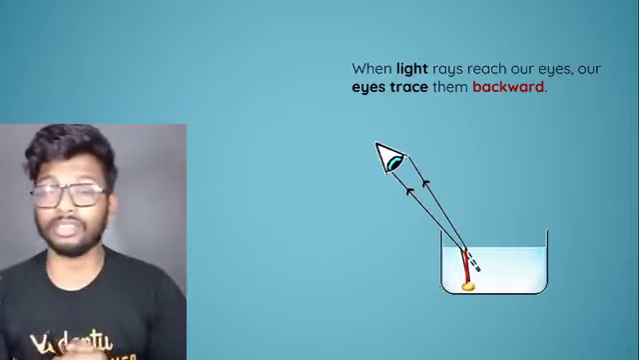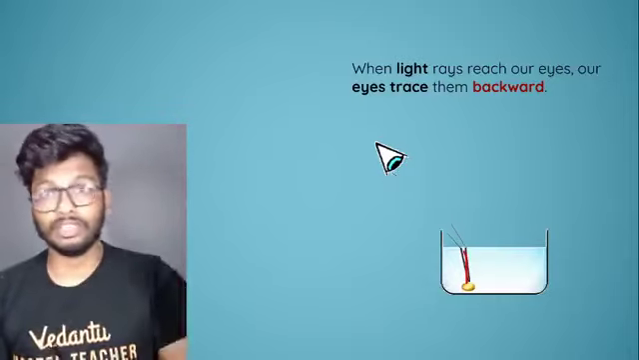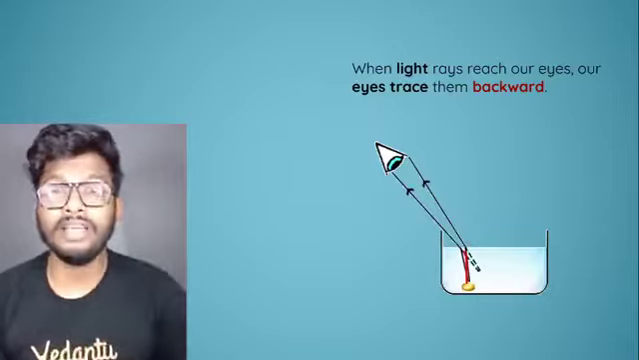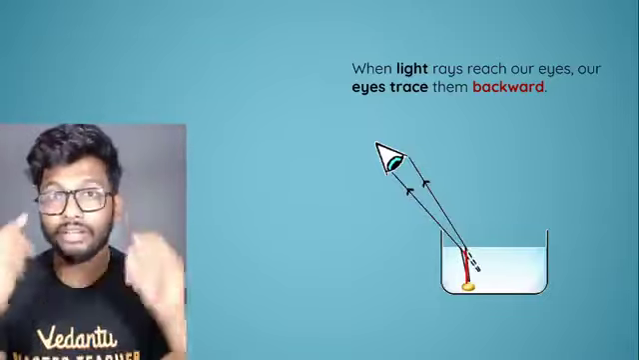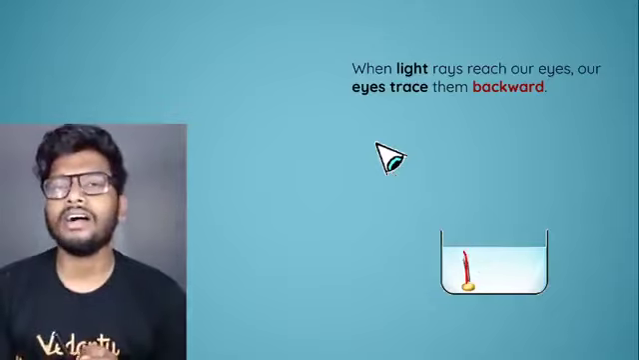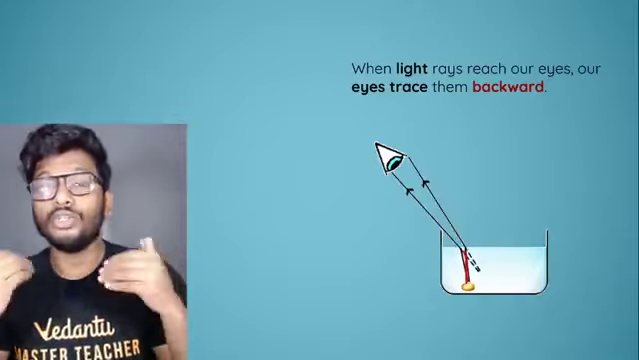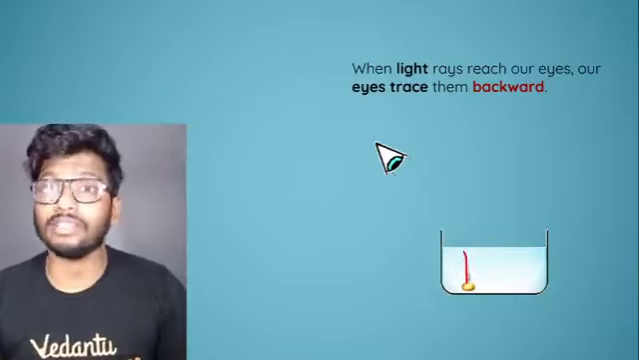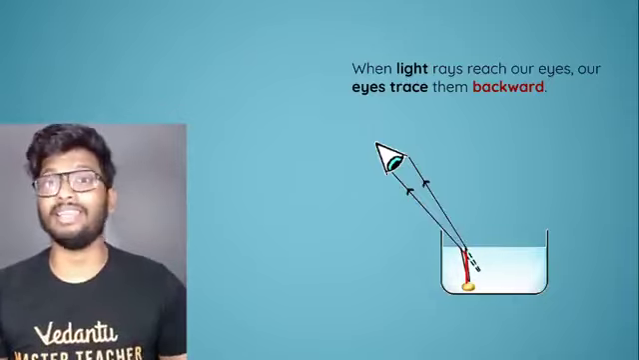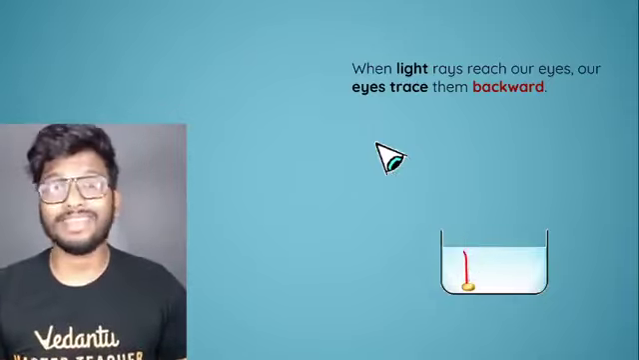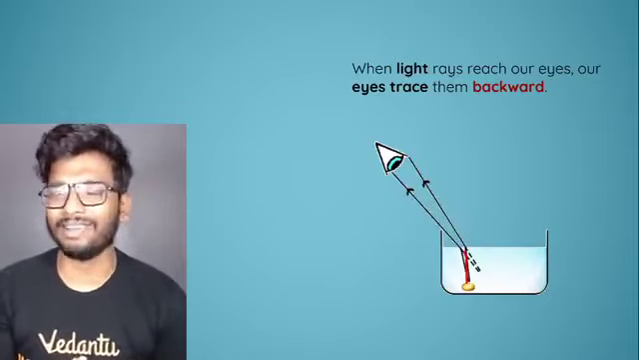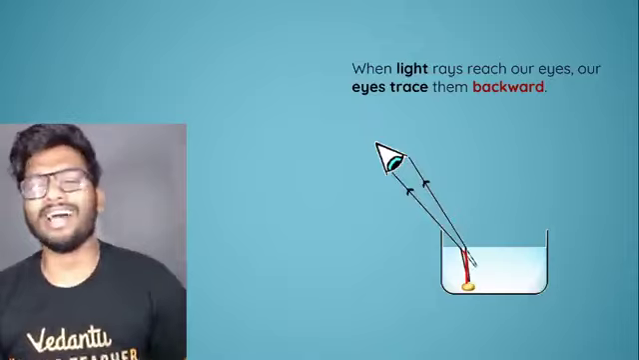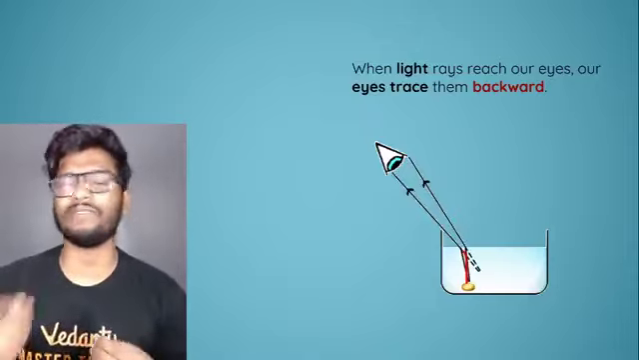At the surface of separation between air and water, there's refraction happening, the bending of light. It reaches your eyes after it bends. Now, here's the thing: our eyes do not actually know where the object is. Our eyes are not smart enough to actually understand where the coin is.